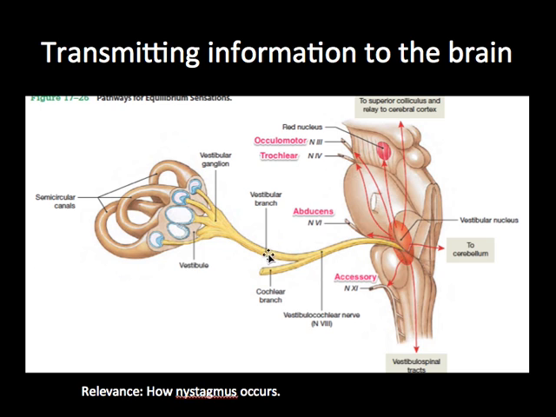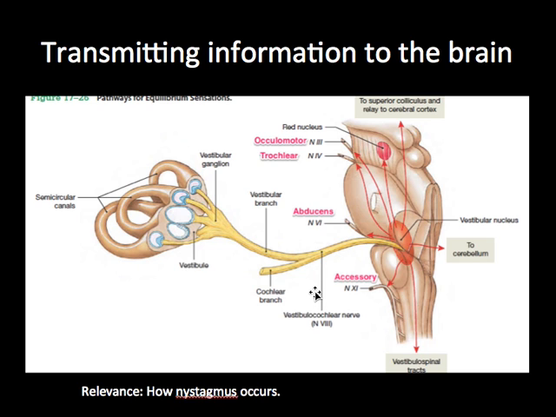What happens is that you can see that this vestibular branch is part of the vestibulocochlear nerve, or nerve 8. The cochlear branch, I believe, is the one involved in hearing, but yeah, that's the vestibular branch and the cochlear branch fusing together to make the vestibulocochlear nerve. So the 8th cranial nerve.